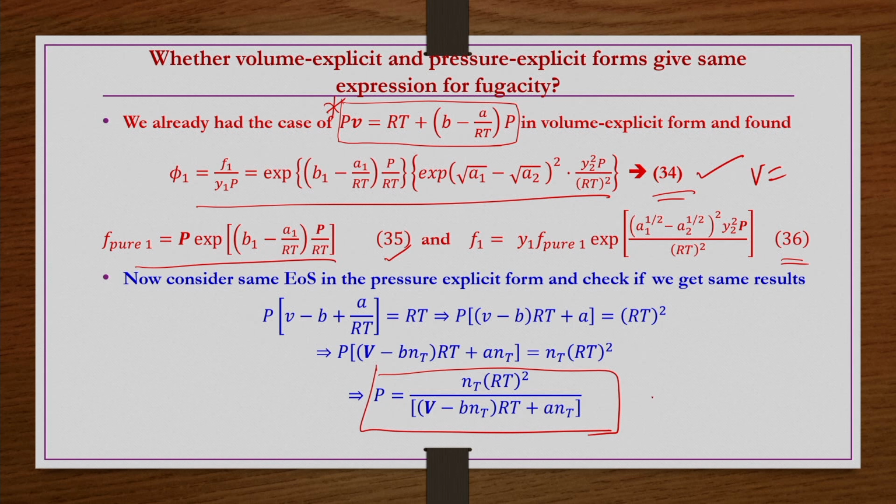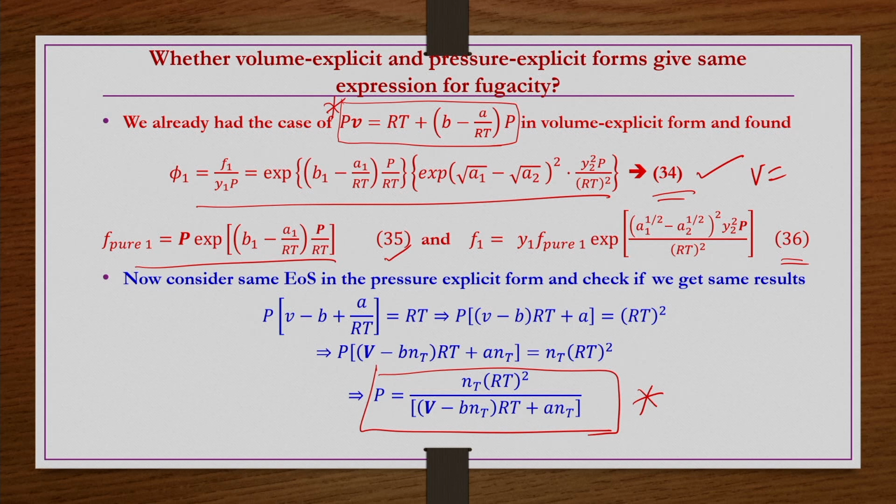Now, using the pressure explicit form of the same equation of state we will evaluate ln phi 1, F pure 1 etc., and then check. We should get the same expression, otherwise we are making some mistakes either in the derivation or in applying the derivation here for these equations of state. Okay.